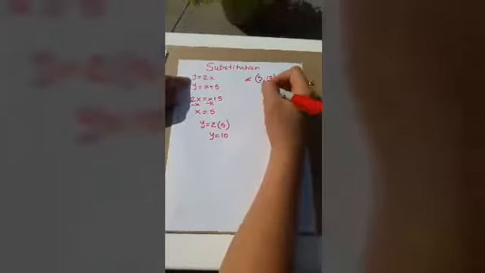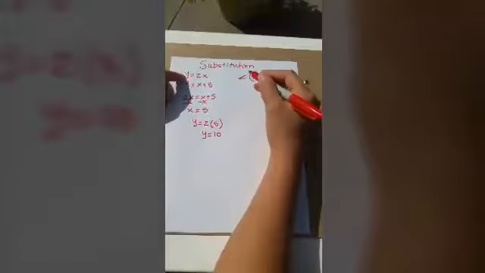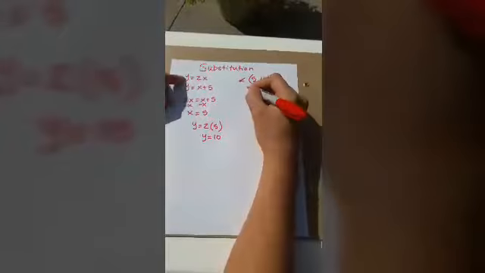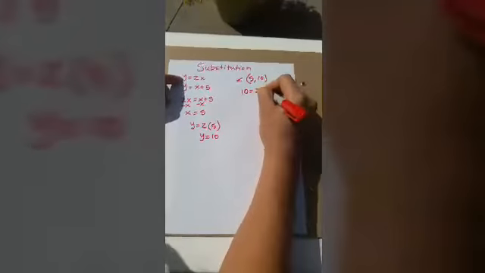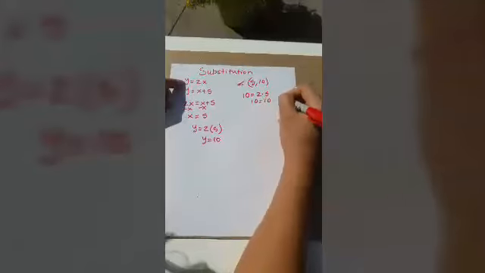And to check our work, we're going to put the 5 in for x and the 10 in for y in this first equation. So 10 equals 2 times 5. 10 equals 10. That's correct.